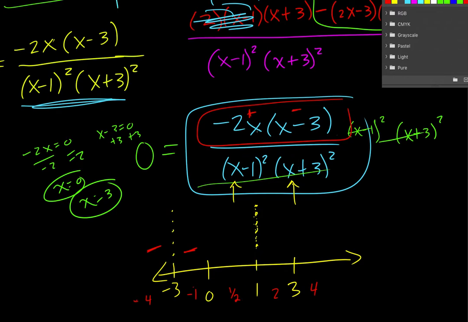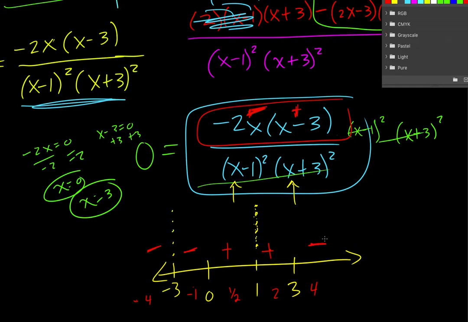Now, if I plug in 1/2, that's going to still be negative. 1/2, still negative. Negative times negative, it's positive. Plug in a 2, negative. Plug in a 2, negative. And so I end up with negative times negative, which is also positive. Plug in a 4, get negative. Plug in a 4, get positive. And so that ends up being negative.